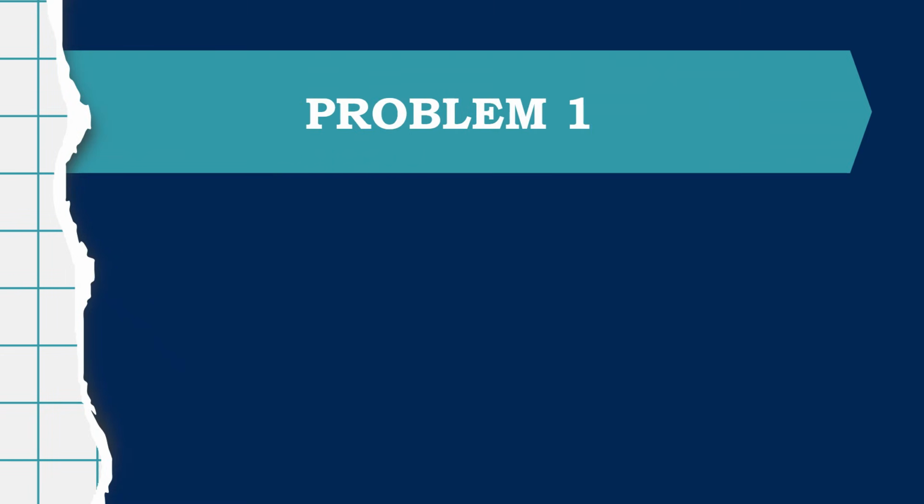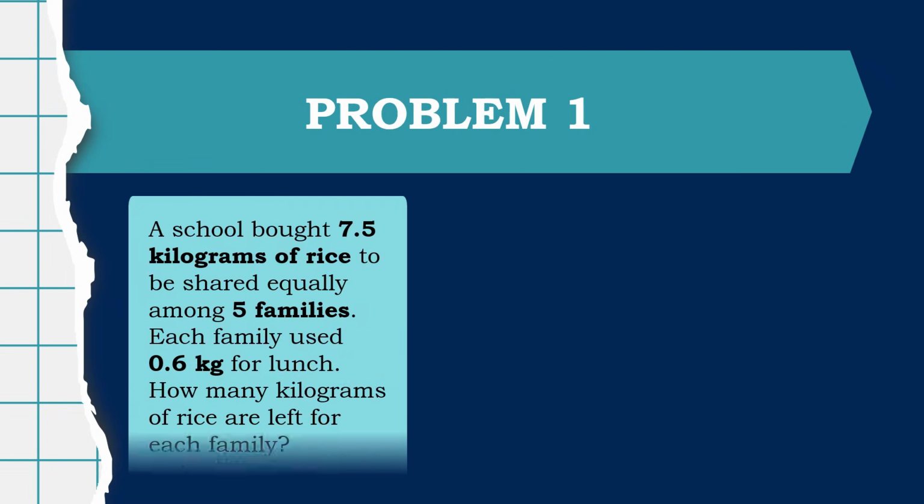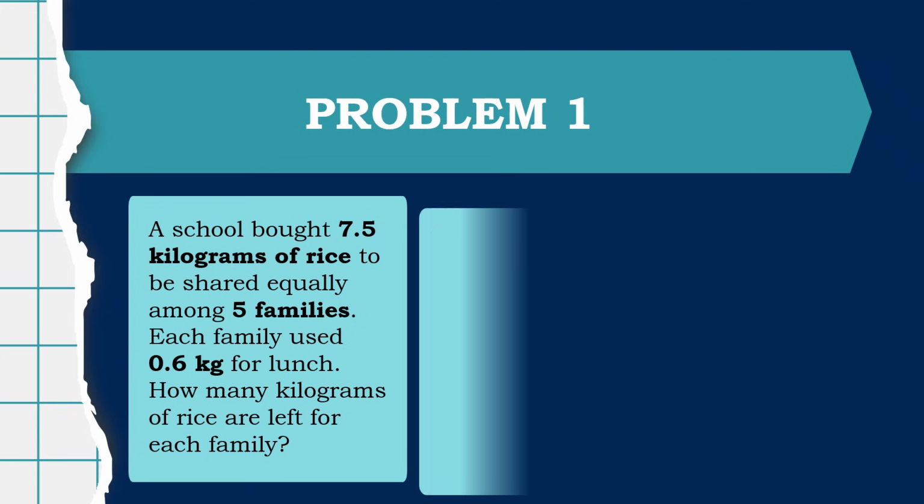Alright, let's dive into problem number 1. A school bought 7 and 5/10 kilograms of rice to be shared equally among 5 families. Each family used 6/10 kilograms for lunch. How many kilograms of rice are left for each family? Alright, let's solve this problem step by step.